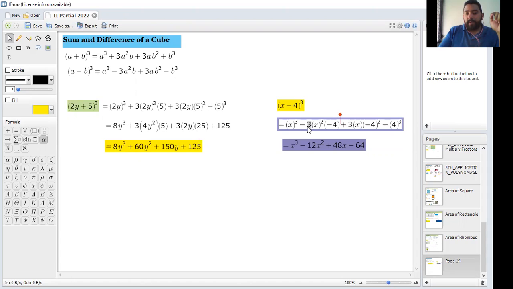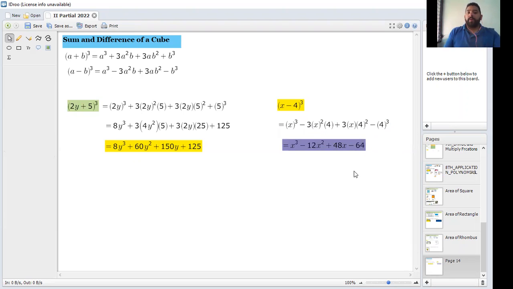So then you multiply -3 times x squared times 4, because the b is 4, and you're going to get -12x squared. Then 3 times x times 4 to the second, which is 16, times 3, it's 48x. And finally, we copy minus and the b, which is 4, and 4 to the third, which is 64.